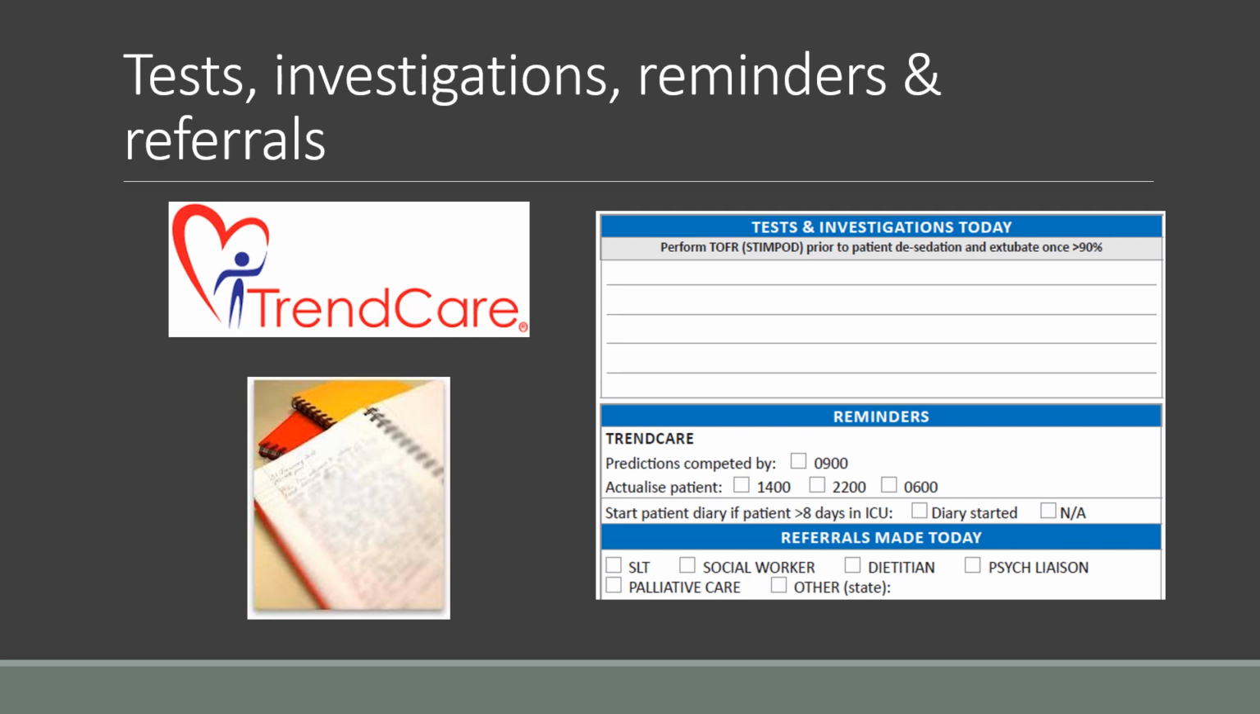This must be done. We also use patient diaries in this ICU as a way of bringing memories back for our patients. And if you have a patient that's been in the ICU for greater than 8 days, please either talk with your ACNM or your next door neighbour, or the CNSs, and talk about whether you think a diary could be started. Any referrals that you've made today also gets ticked on this part of the chart.